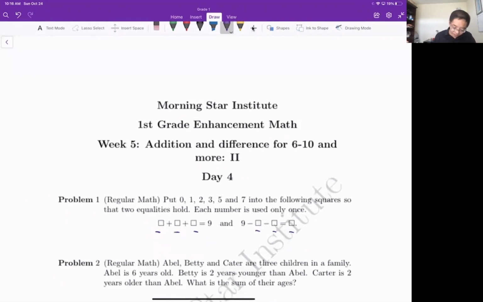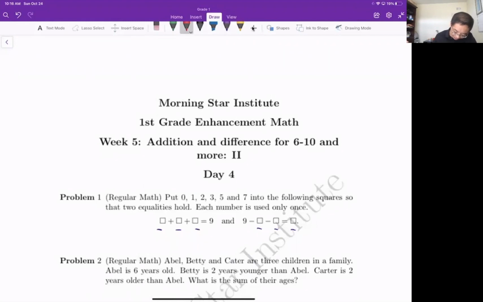Now, there are different ways to do it. So one way you can do is, you want to add things together to get 9, right? Of course, you can do 1, 3, and 5. Now, of course, you can switch the numbers, like 1 plus 3 plus 5.